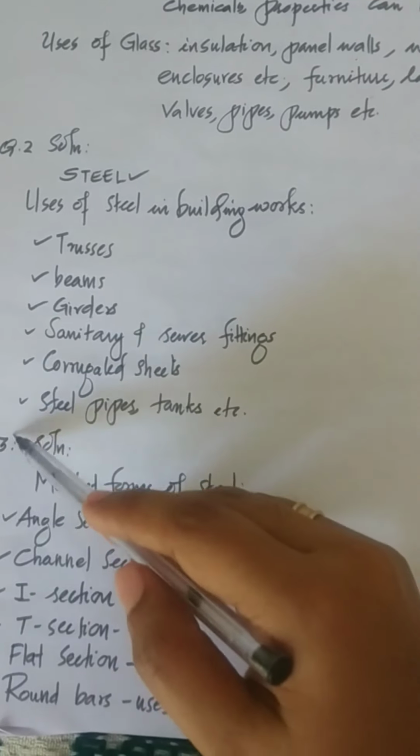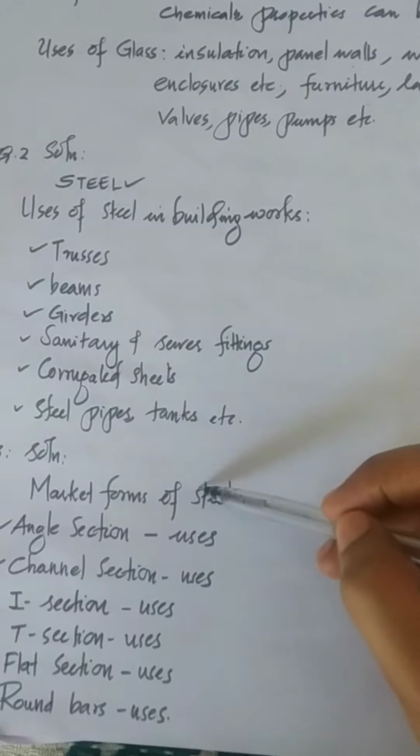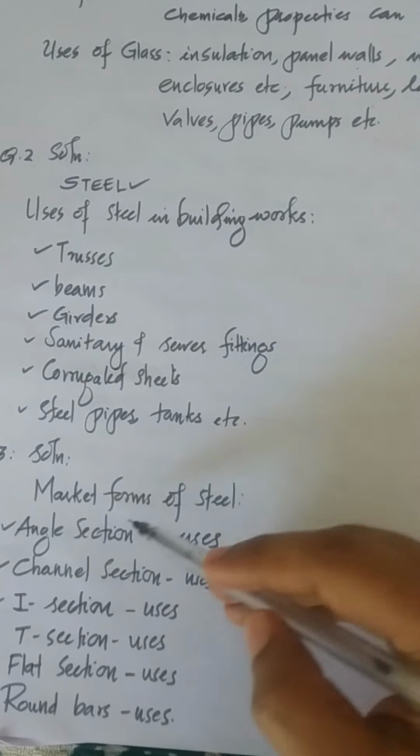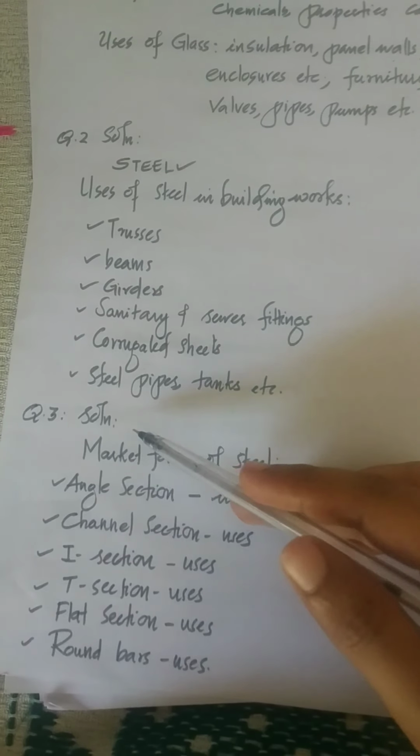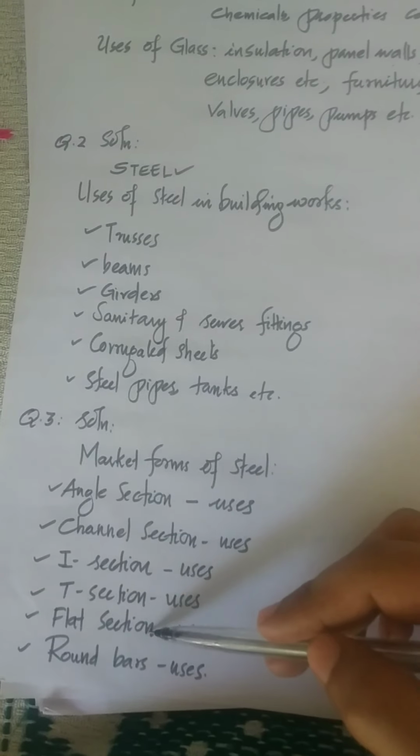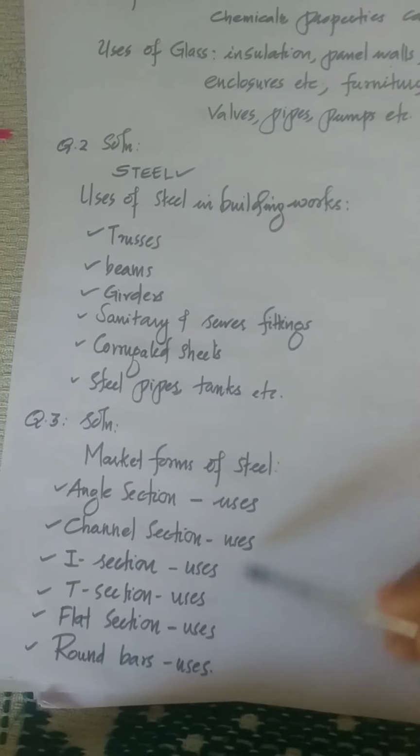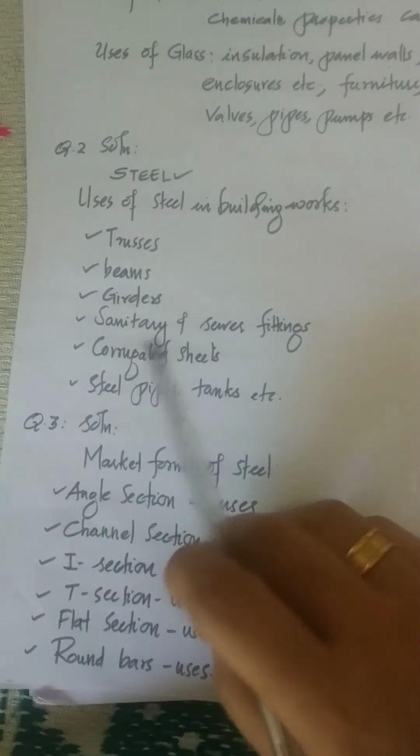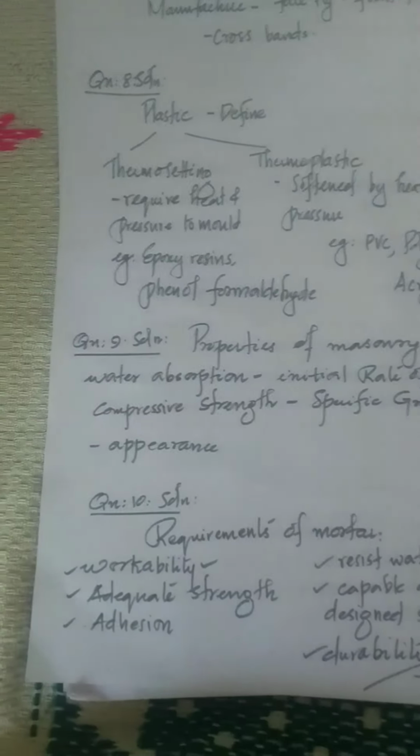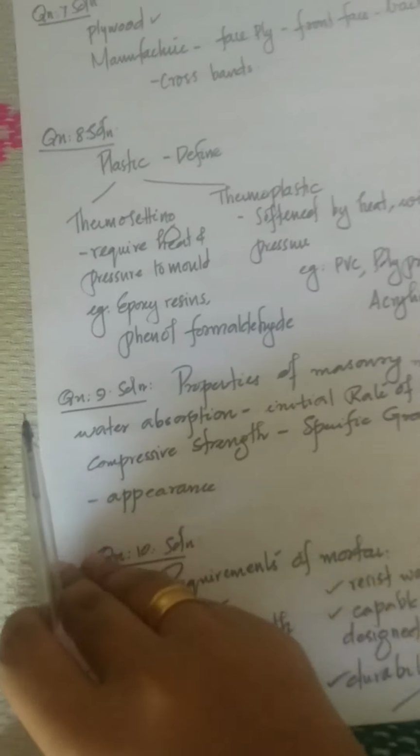Moving on to the third question: what are the different market forms of steel? The answer is angle section, channel section, I section, T section, flat section, round section, and its uses. This was asked for 10 marks, so you need to draw the diagrams also.